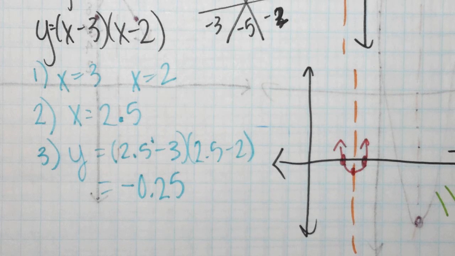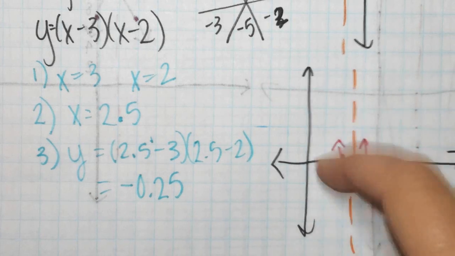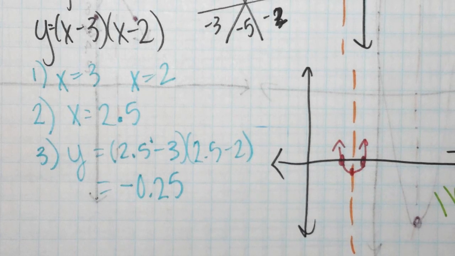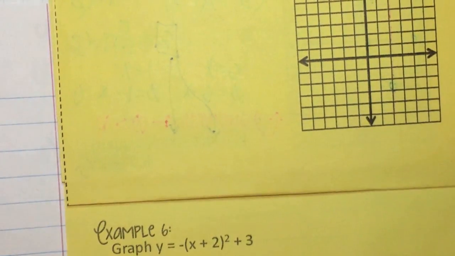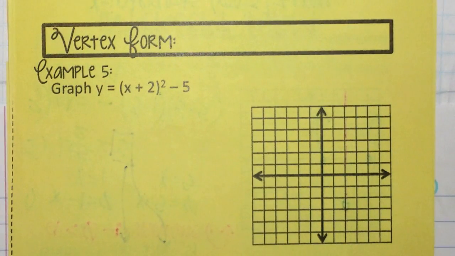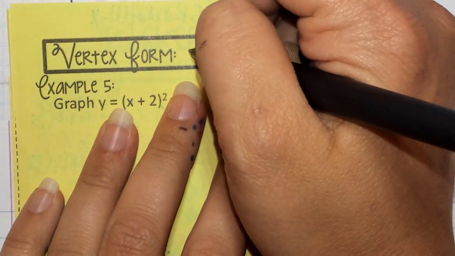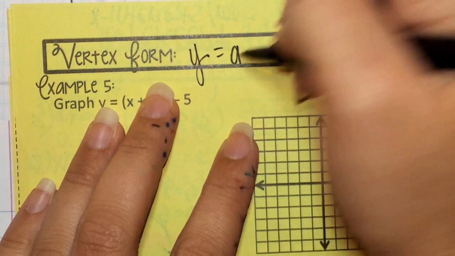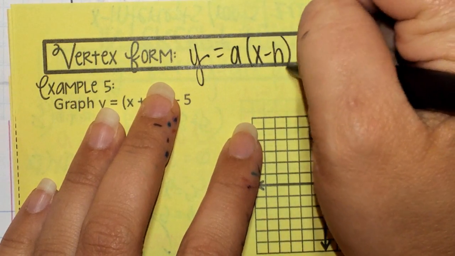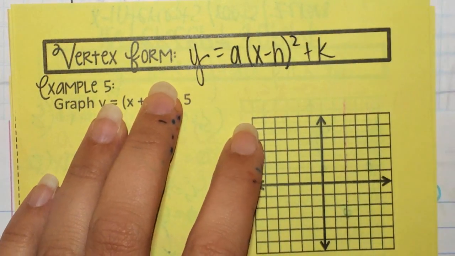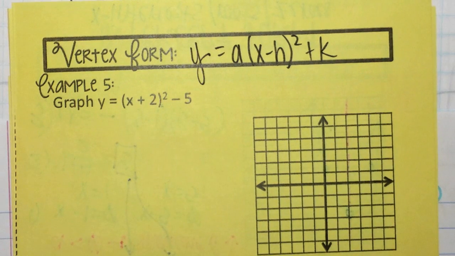Yes, it's perfectly fine. Alright, are you ready to learn about vertex form? So intercept form gives you your x-intercepts. What do you think vertex form is going to give you? It gives you the vertex. So vertex form looks like this: y equals a times x minus h quantity squared plus k. What's h?